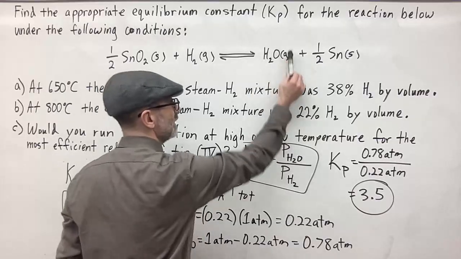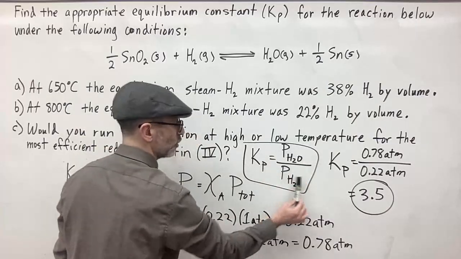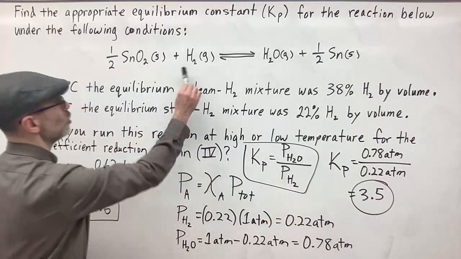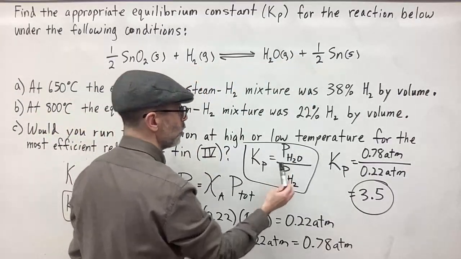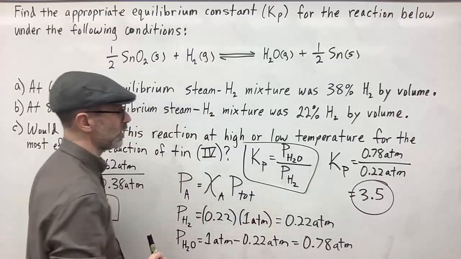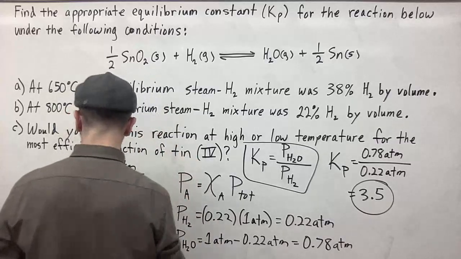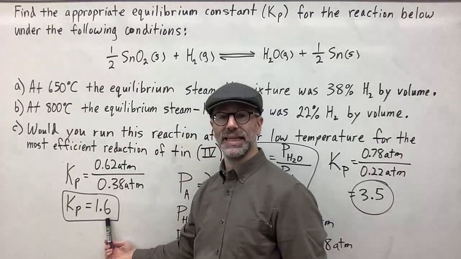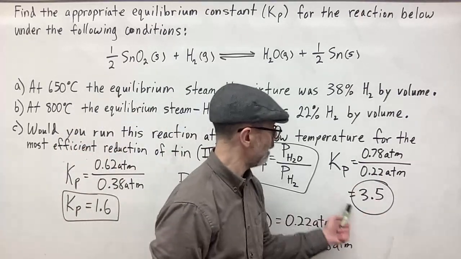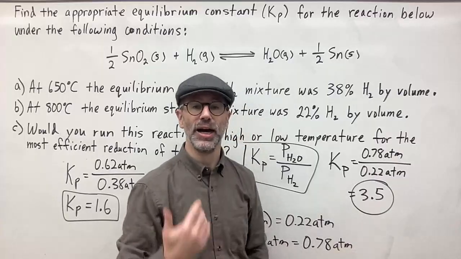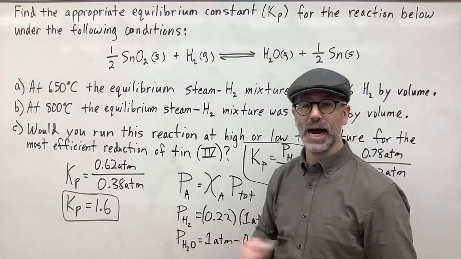So if we increase this, we increase that as well, right? So we want a high numerator and a low denominator, which is your hydrogen on this side. And the way to do that is to push it this way. So we want a larger Kp, and so we see at 650 degrees Celsius your Kp value is 1.6, but at 800 degrees Celsius it's 3.5. So you get a higher Kp value at a higher temperature, so the answer to C is you would run this reaction at a high temperature.